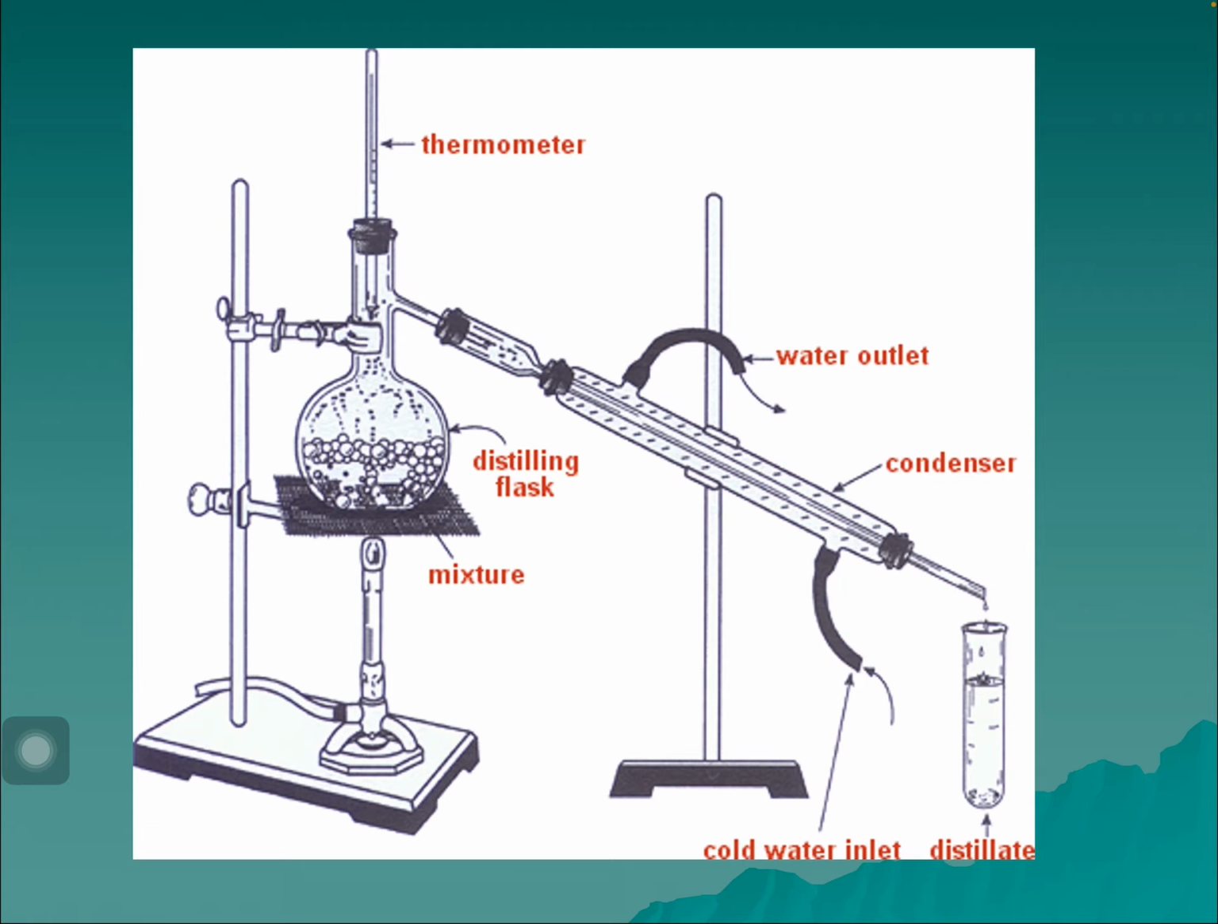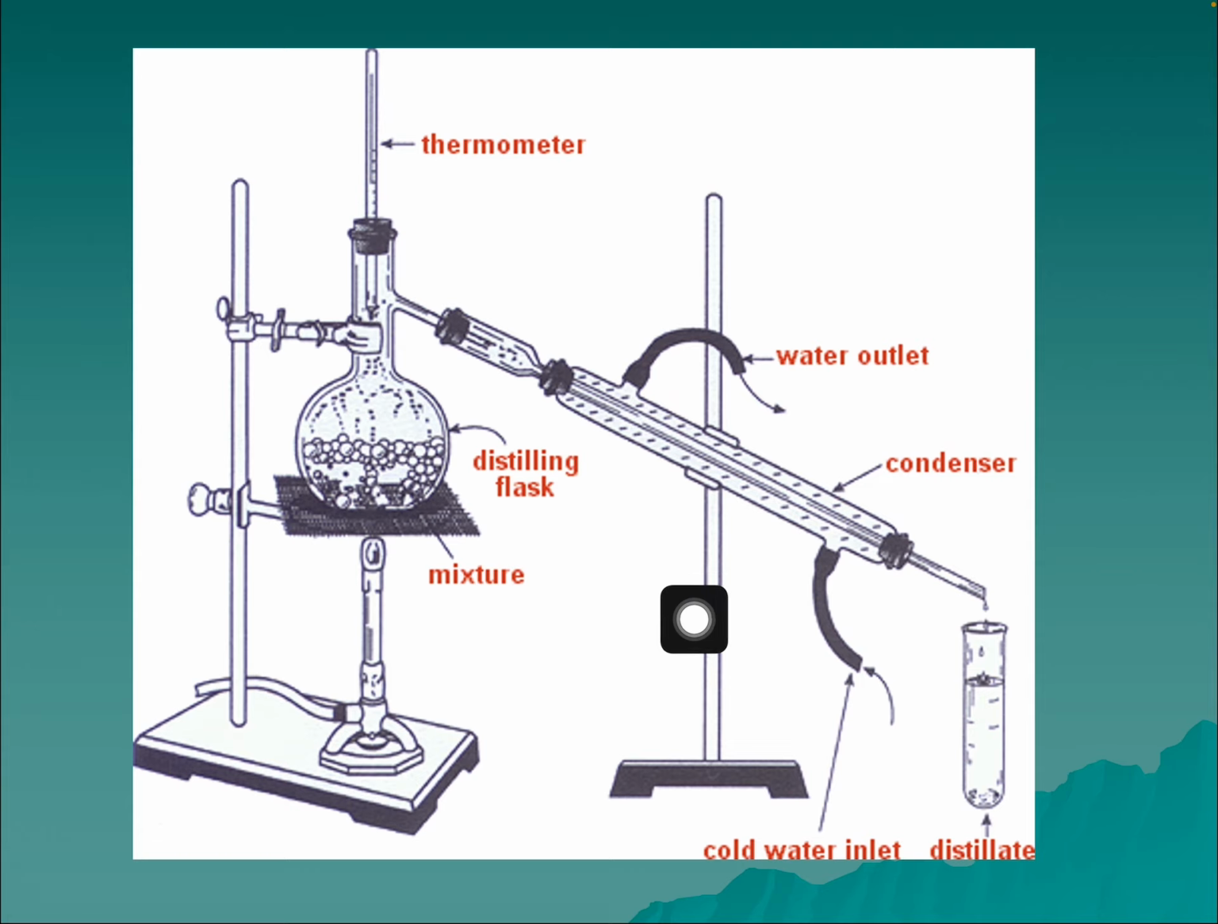So this is a distillation apparatus. Let me explain how it works. So first, you've got your mixture. You've got your Bunsen burner. It's heating it up, which causes part of it to evaporate. And that evaporation is going to go into this tube. Now, this particular tube is called a condenser. The reason why is because it causes this vapor to condense to a liquid.